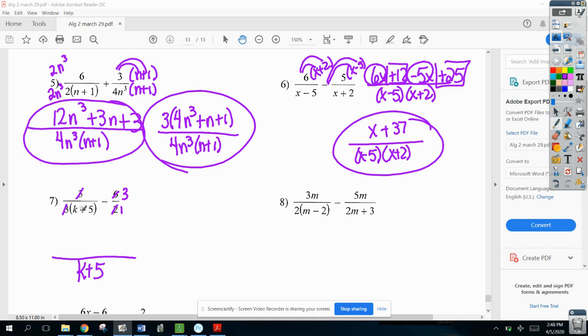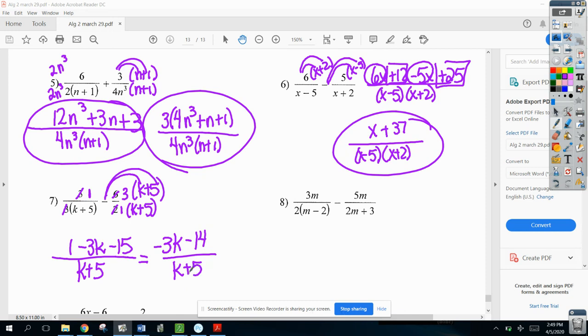This has a k plus 5. So when this cancels out, there's like a 1 up there. This does not. So you have to multiply by k plus 5. In all of this canceling, don't forget to go back and look at the middle. You've got a negative sign in the middle. So negative 3 times k is minus 3k. Negative 3 times 5 is negative 15. So then you add like terms, the 1 and the 15. So your best answer is negative 3k minus 14 all over k plus 5.